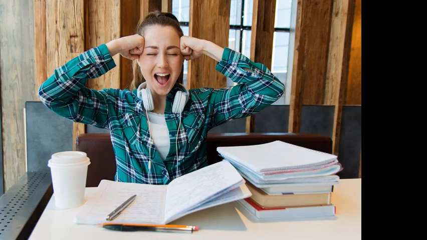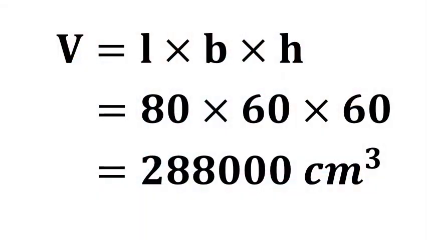So to find the volume of a regular object, we just use maths. Remember, volume is equal to length times breadth times height in the case of a box. So here we have 80 times 60 times 60, and that gives us 288,000 centimeters cubed.